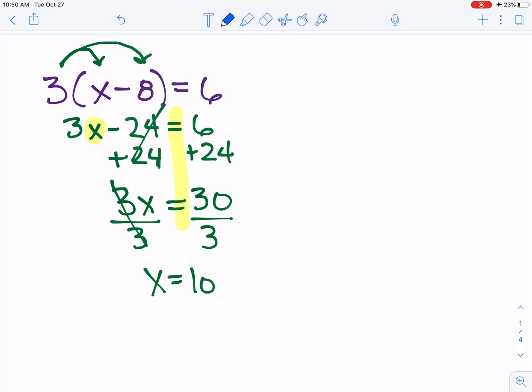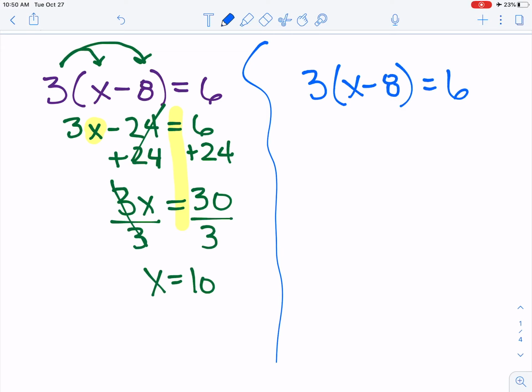So I'm going to go over here on the right side of the screen, and I'm going to solve this same problem, but I'm going to show you that in algebra there's usually multiple ways you can solve problems. And I'm going to show you another example. So in this problem, we have 3 being multiplied by x minus 8. So since 3 is being multiplied by that quantity, x minus 8, I can simply divide both sides by 3 instead of distributing. So I'm going to cancel those out by dividing by 3, and I'm left with x minus 8 equals, well, 6 divided by 3 is 2.